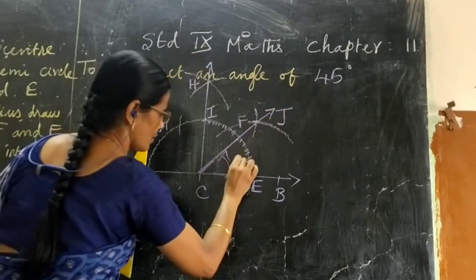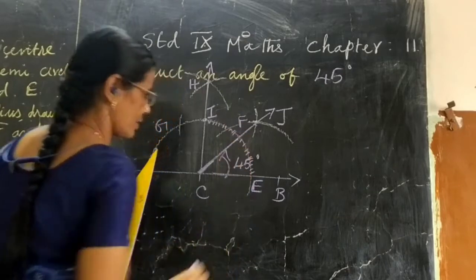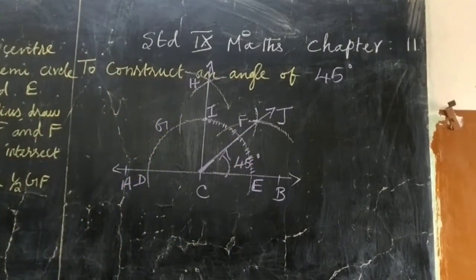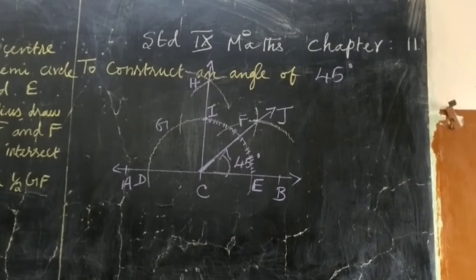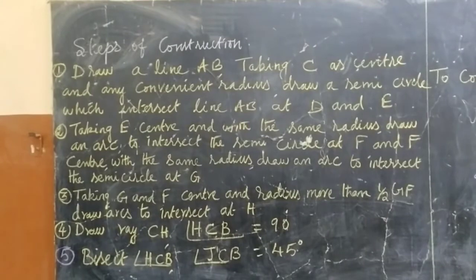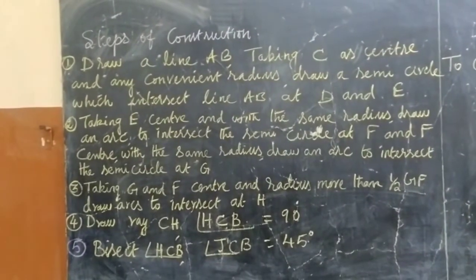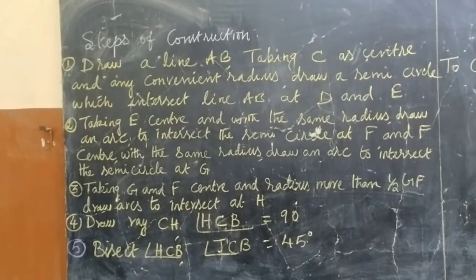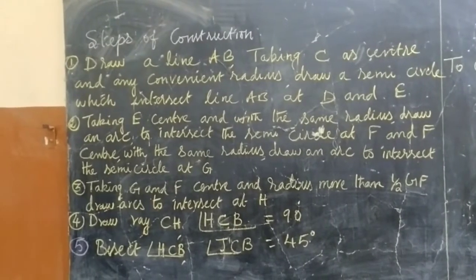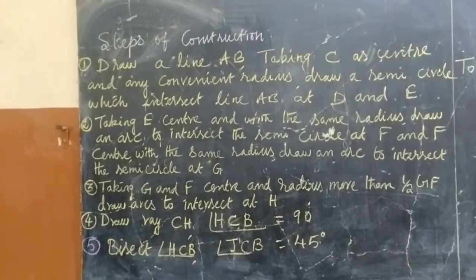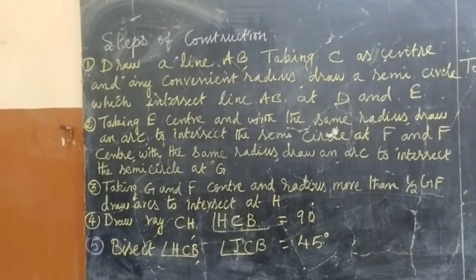This is 45. Let us see the steps of construction. The first point is draw a line AB, taking C as center and any convenient radius, draw a semicircle which intersects line AB at the points D and E.